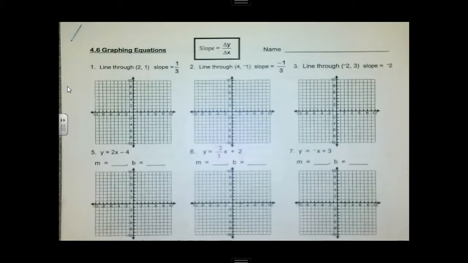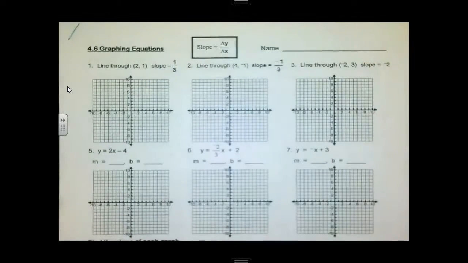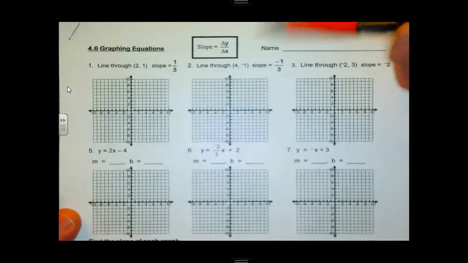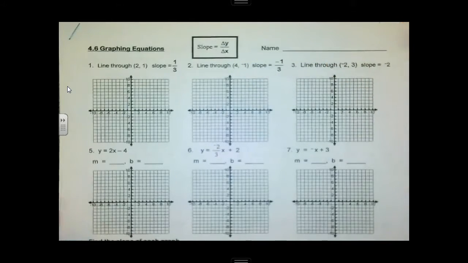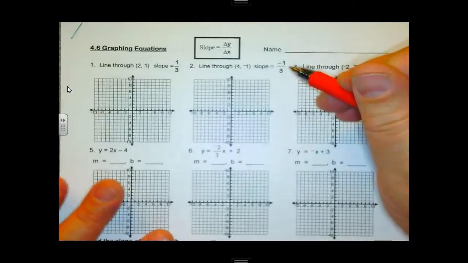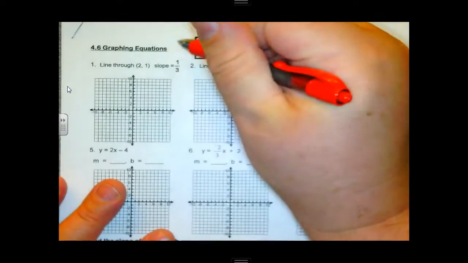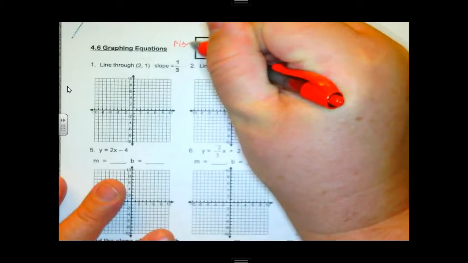Okay, so we did slope. We all know what slope is, correct? The actual definition of slope is the steepness of a line. In mathematical terms, it's the change of y over the change of x, correct? So it's rise over run, which is probably how you guys remember slope.